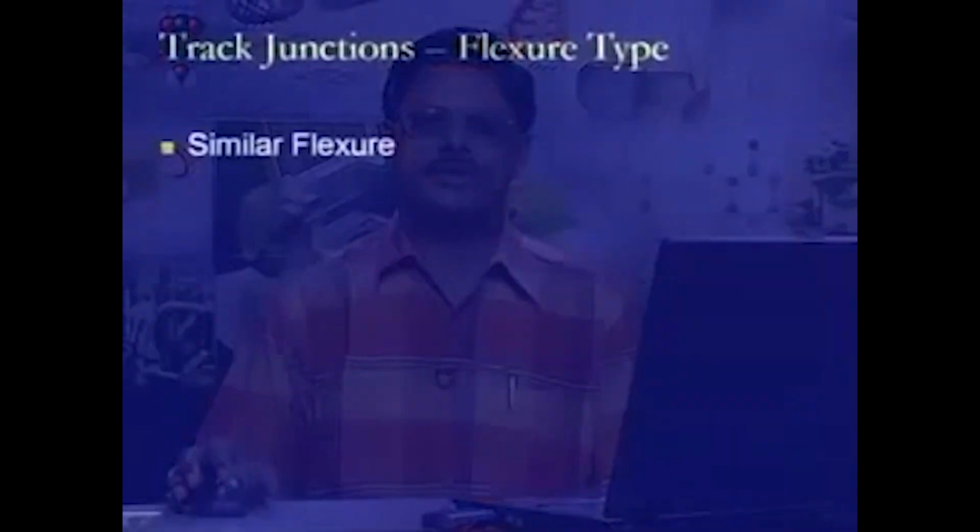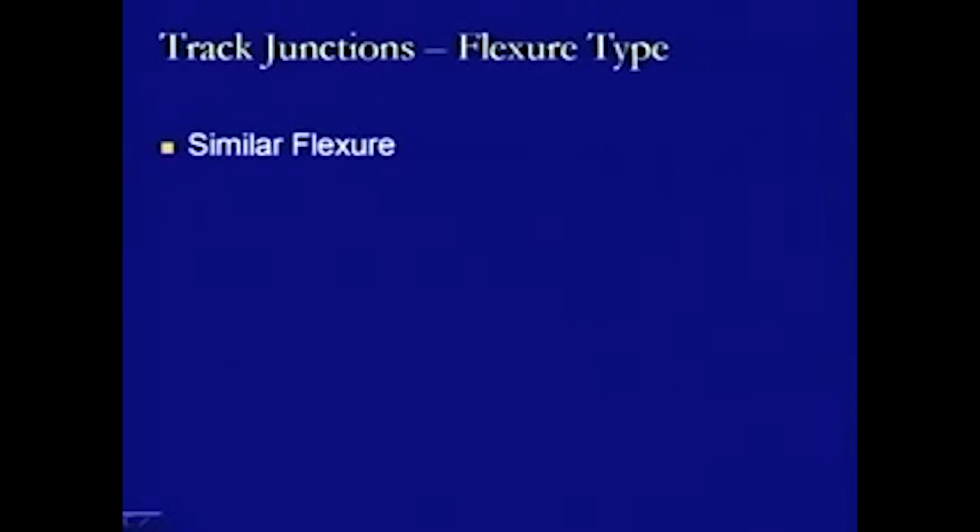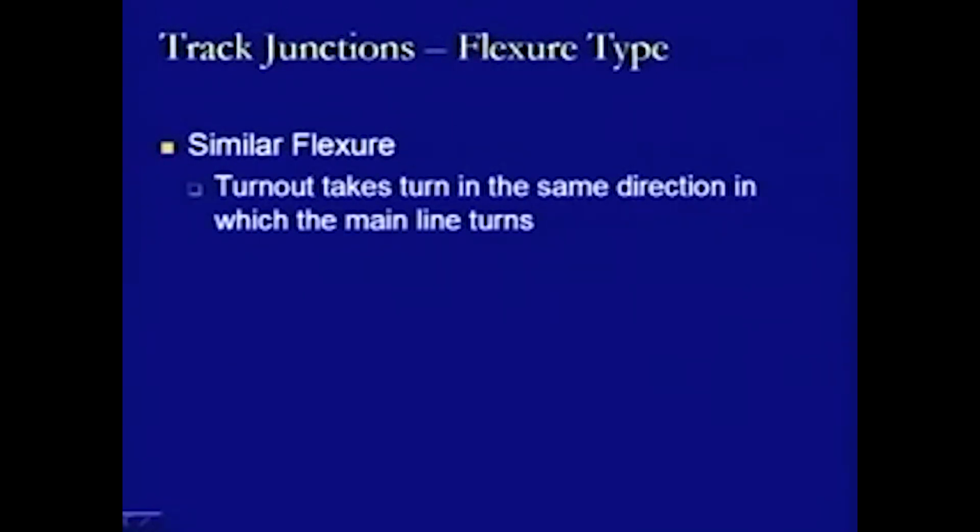Now we will be looking at all these track junctions one by one, and we are starting with the first type of track junction, which is defined on the basis of flexure, that is the similar flexure track junction. In this case, the turnout takes a turn in the same direction in which the main line turns. That means, in whatever way the main line is taking a turn, is making a curve, the turnout coming out of it also has the same curvature. That is why it is known as similar flexure, that is, similar curvature is provided to the two.